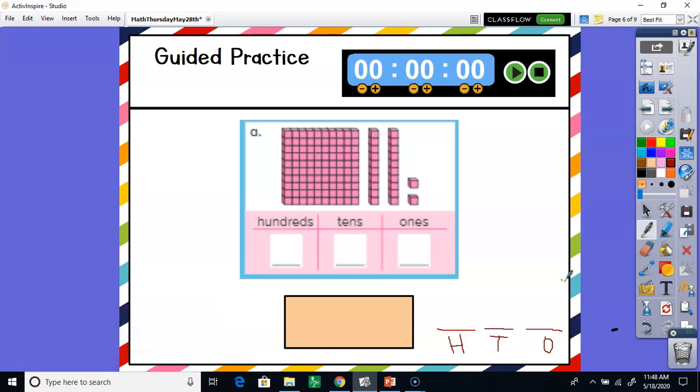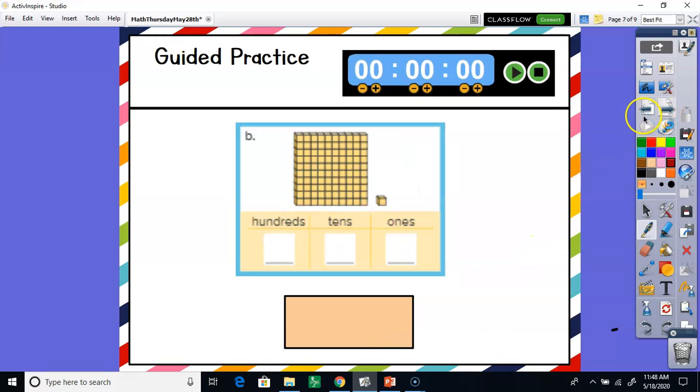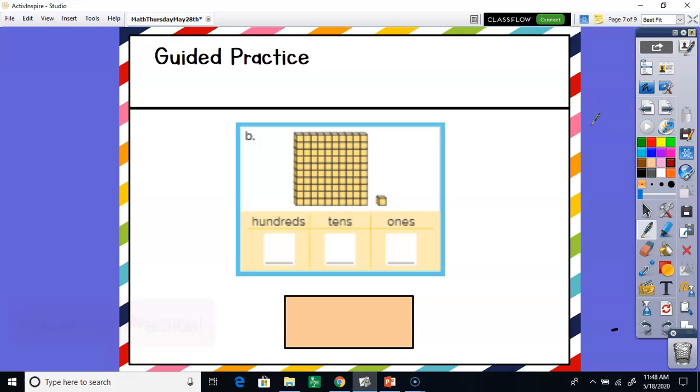All right. So you should have 100, 2 tens, and 2 ones. So your final answer should be 122. All right, here's another one. Pause and practice.